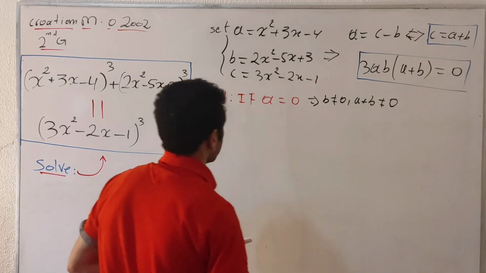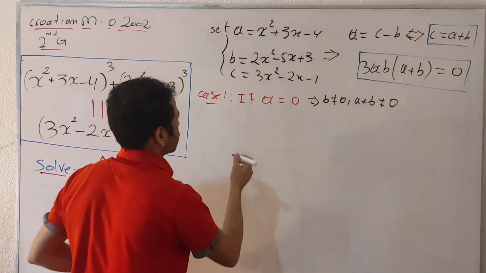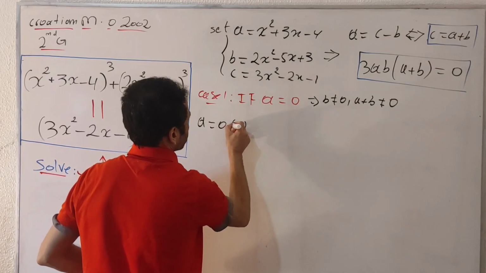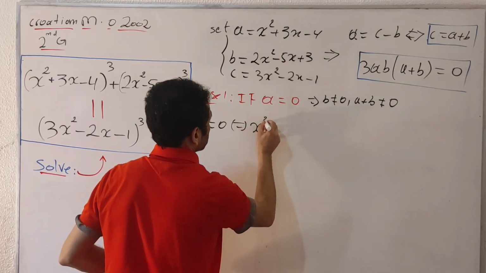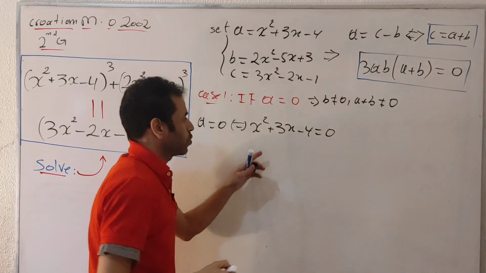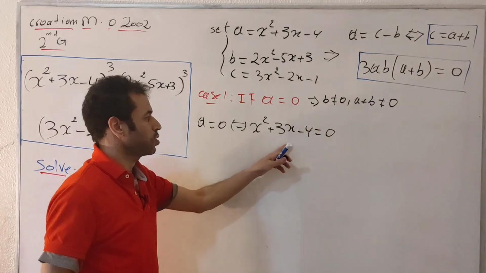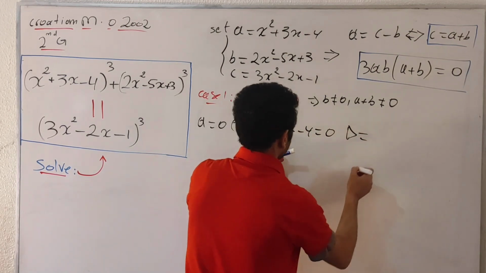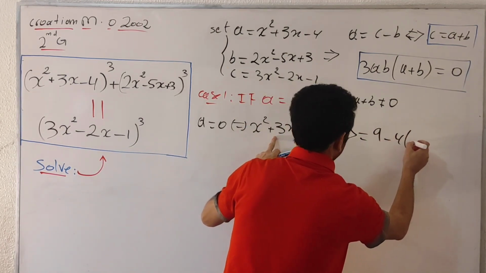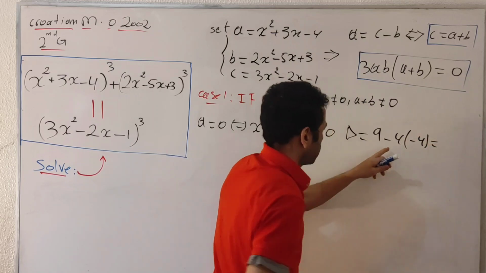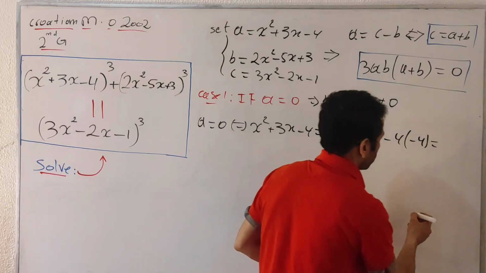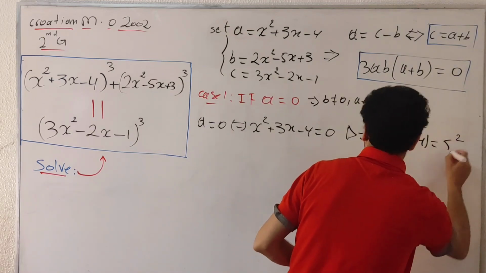Okay, so I'm going to work on the first equation. I have a equals 0, equivalent to this equation: x squared plus 3x minus 4 equals 0. I'm going to calculate the delta of this one, the discriminant. I will have delta equals 9 minus 4ac, minus 4. Minus 4 multiplied by minus 4 is 16. 16 plus 9 is 25. 25 is the same as 5 squared.